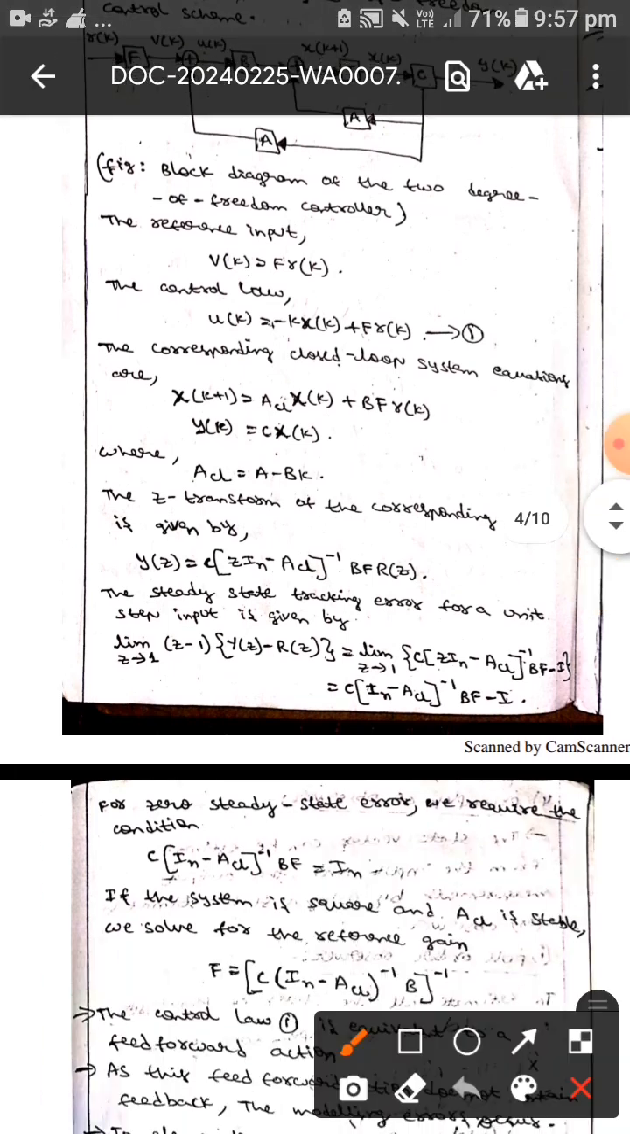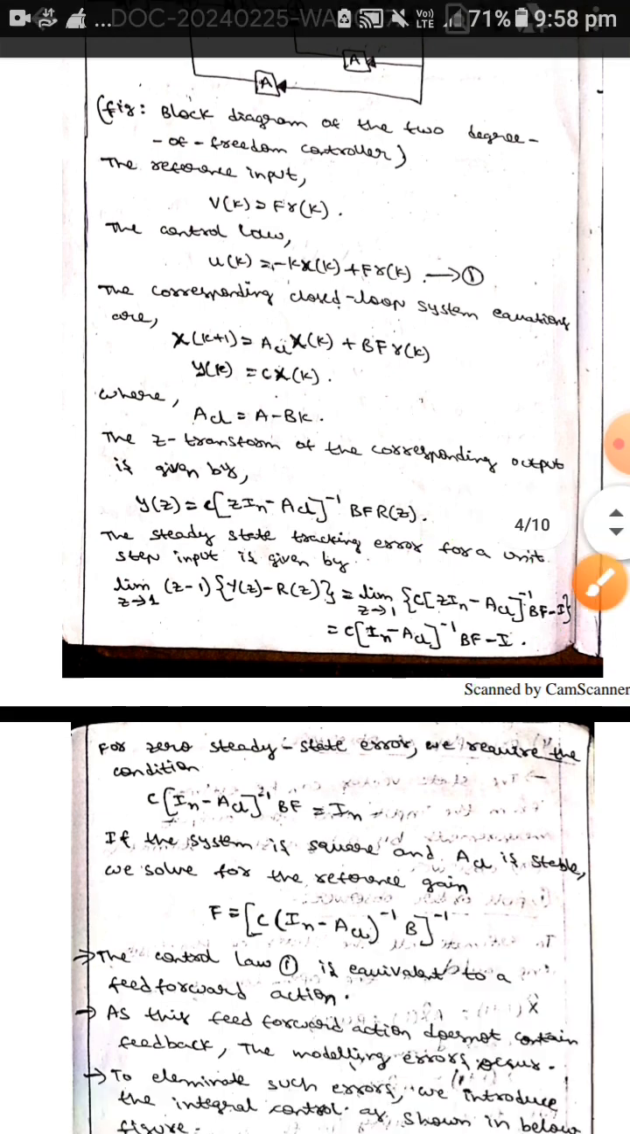So the z transform of the corresponding output is given by Y(z) = C (zI_n - A_CL)^-1 B F R(z). Here the steady state tracking error for a unit step input is given by limit z tends to 1 of (z-1)(Y(z) - R(z)), which is equal to limit z tends to 1 of C (zI_n - A_CL)^-1 B F - I, which is equal to C (I_n - A_CL)^-1 B F - I.